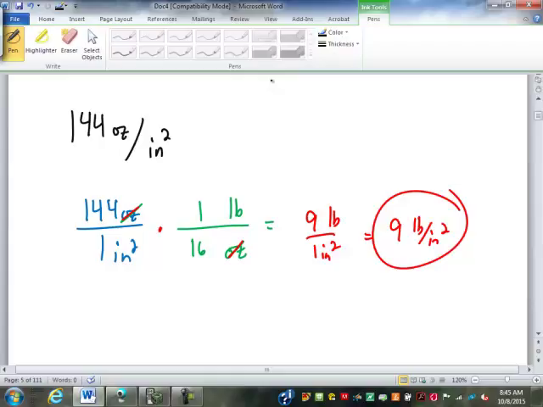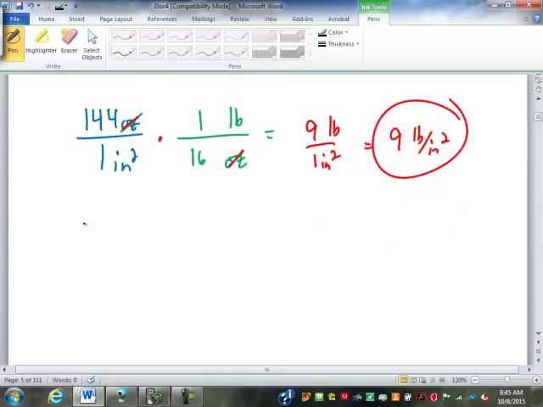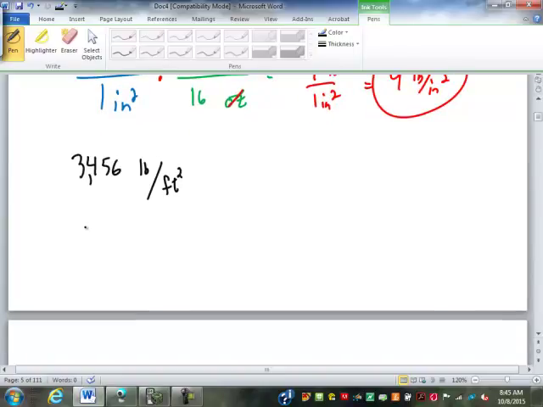But on the other side of that, let's say you're given a pressure as 3,456 pounds per square foot. And we want that in PSI. So 3,456 pounds over 1 square foot. We need to get rid of the square feet. Normally we put what we want to get rid of on bottom, but here we're not going to. Why?